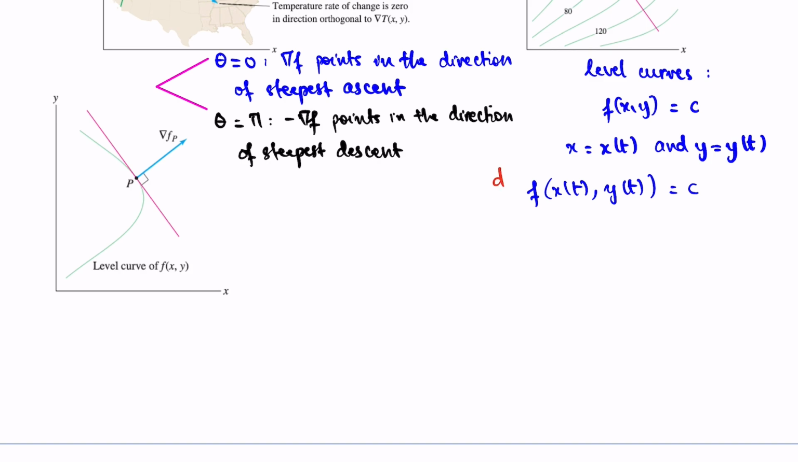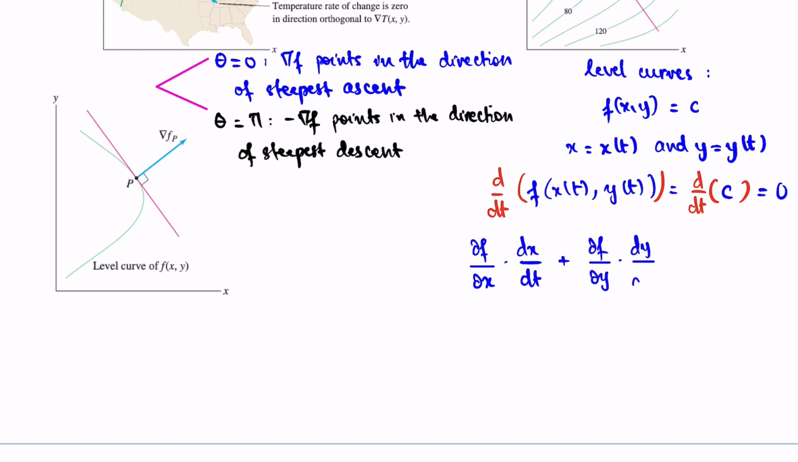So we're going to do d/dt. And on the right hand side, you have d/dt of c, and the derivative of a constant with respect to t is equal to 0. And on the left hand side, you're going to use the chain rule for a function of one independent variable. The independent variable here is the parameter t. So you have the chain rule as follows: partial f partial x times dx/dt plus partial f partial y times dy/dt, and that is equal to 0.